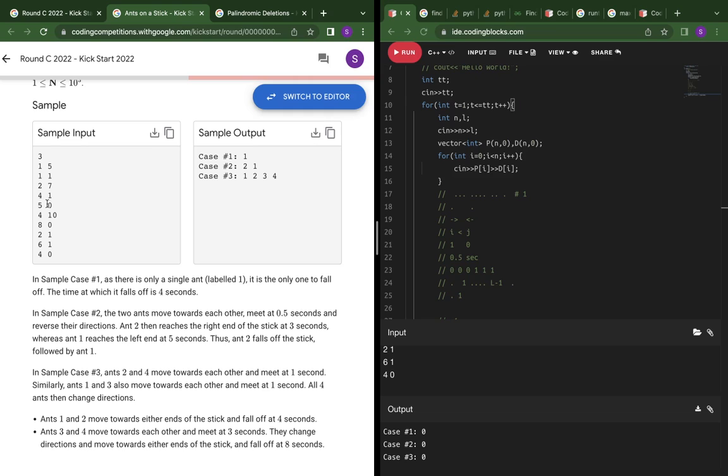So this is the perfect case for the bounce. These will crash in 0.5 seconds and reverse their direction. Ant 2 then reaches the right end of the stick at 3 seconds, whereas ant 1 reaches. Now we also need to calculate their bounce position, and that would not be an integer coordinate.